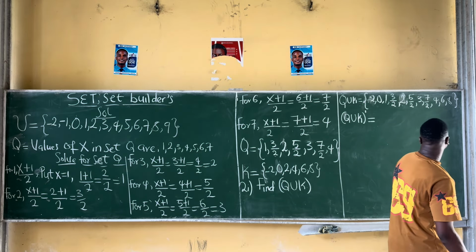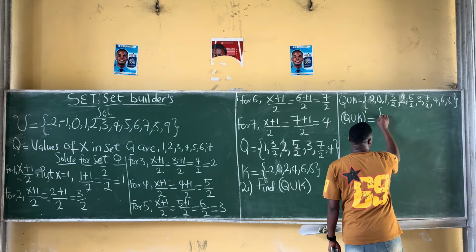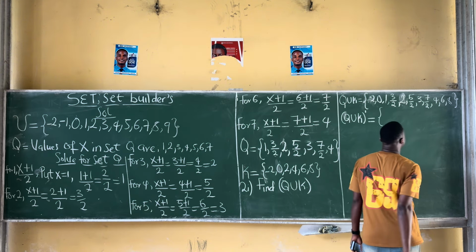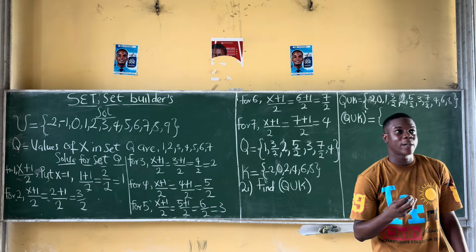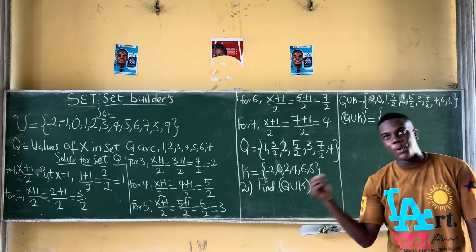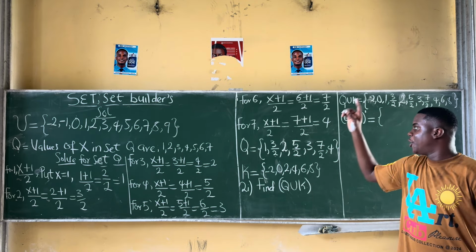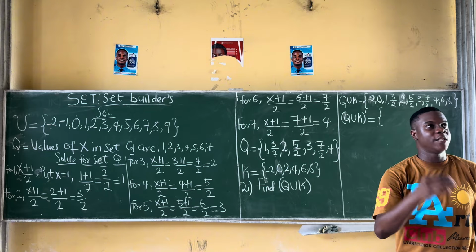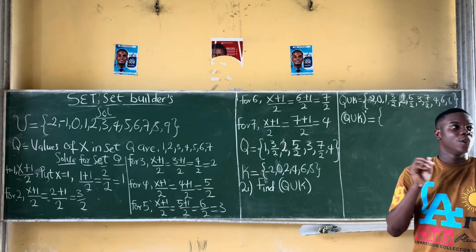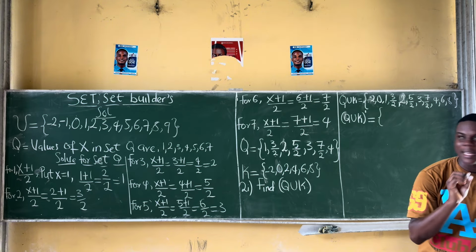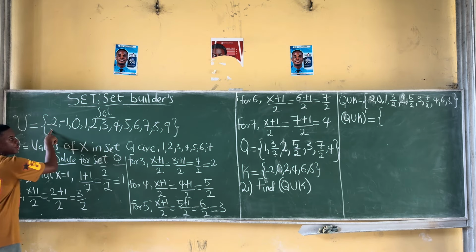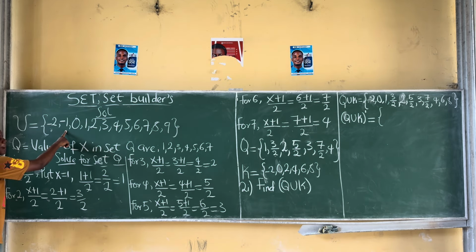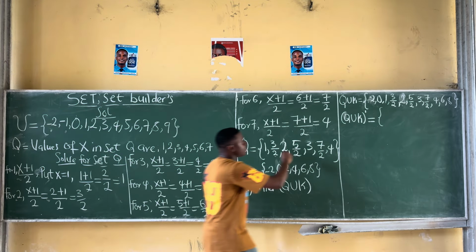Alright, so let us start. What numbers can you find in U? I've told you that if I'm saying this, it's good to write it down. What can you find in U that you cannot find in Q union K? What are the numbers you can find in U that you cannot see in Q union K? So let us start. Can you see minus 2 in Q union K? Can you see minus 1? No, right?